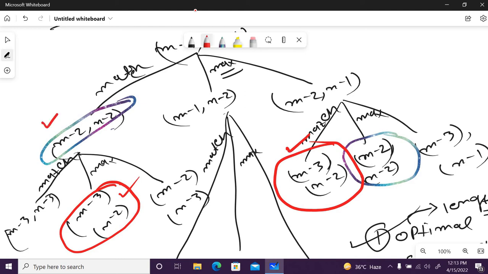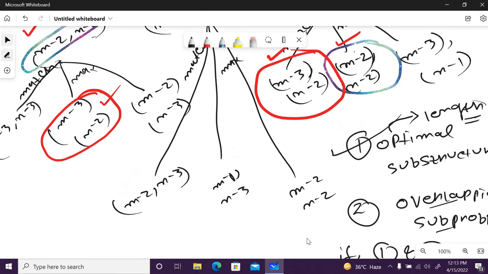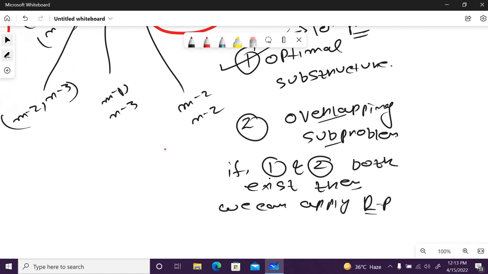Is it a good idea to calculate again, to put stress on the processor again and again for the same kind of problem? No. So the overlapping subproblem is also happening here. So it is also passing this test. Can I apply dynamic programming? Yes, because both are happening.